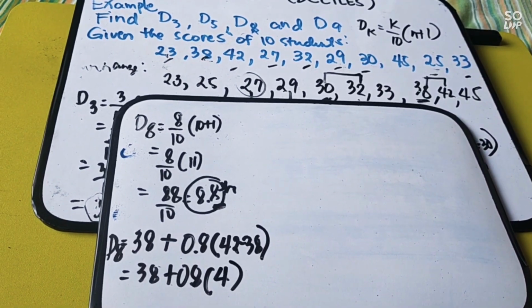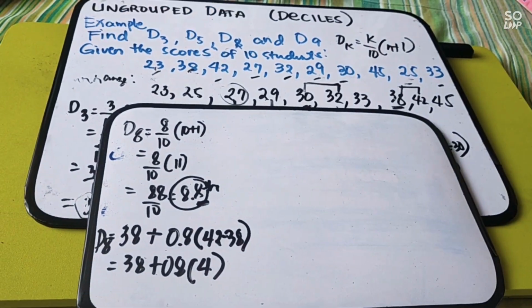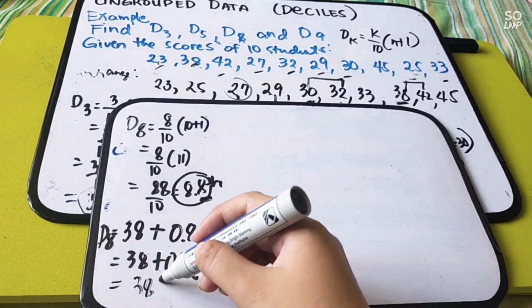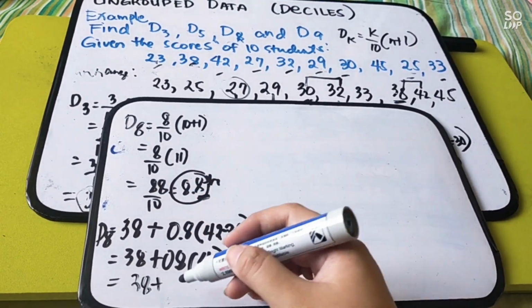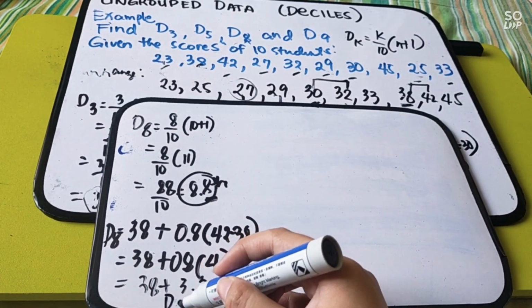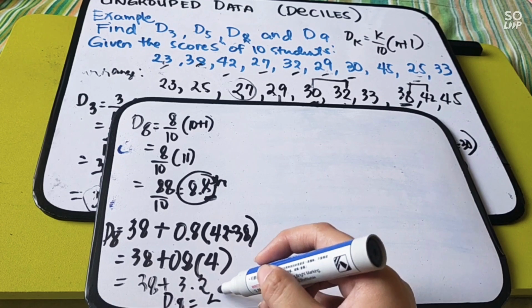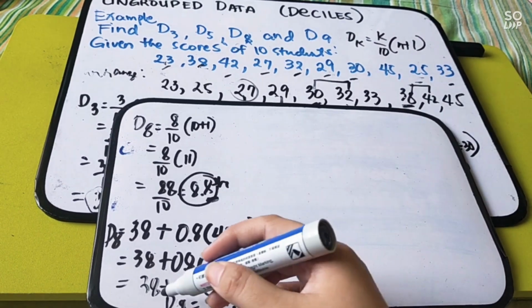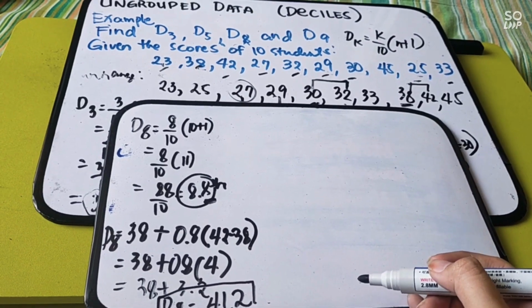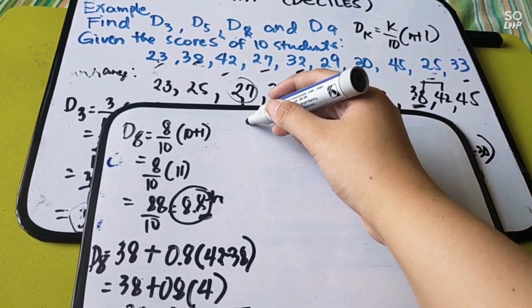Then, afterwards, multiply natin. Let us simplify. We have here 38 plus 0.8 times 4. This one is 3.2. Then, just add. So, your d sub 8 is equal to 41.2. Ayan na. Nakuha mo na yung 8 deciles. Next tayo, let us have the 9th deciles.